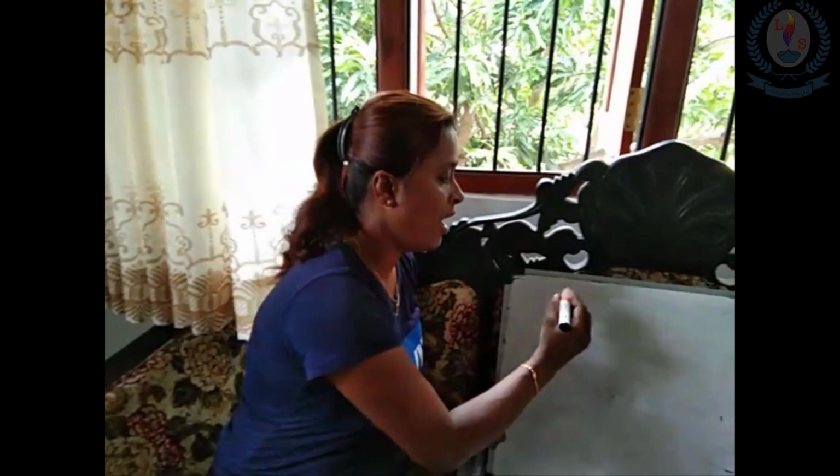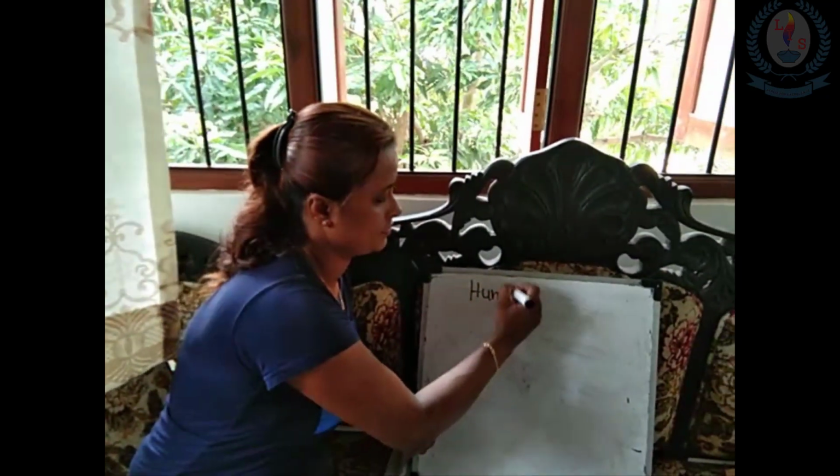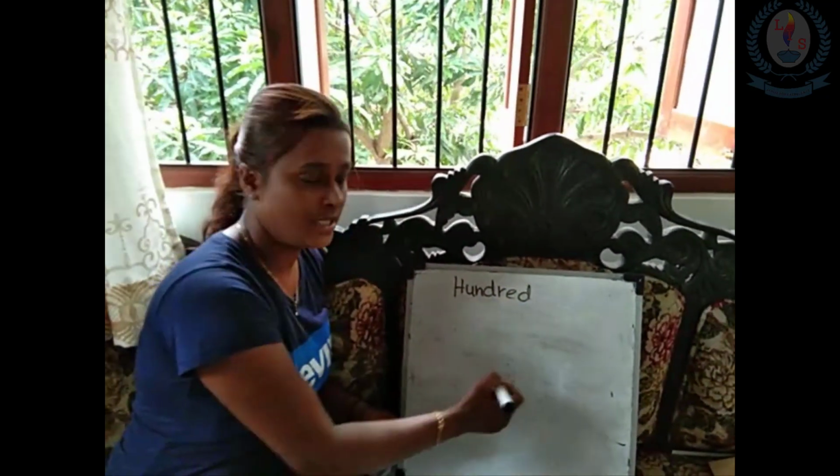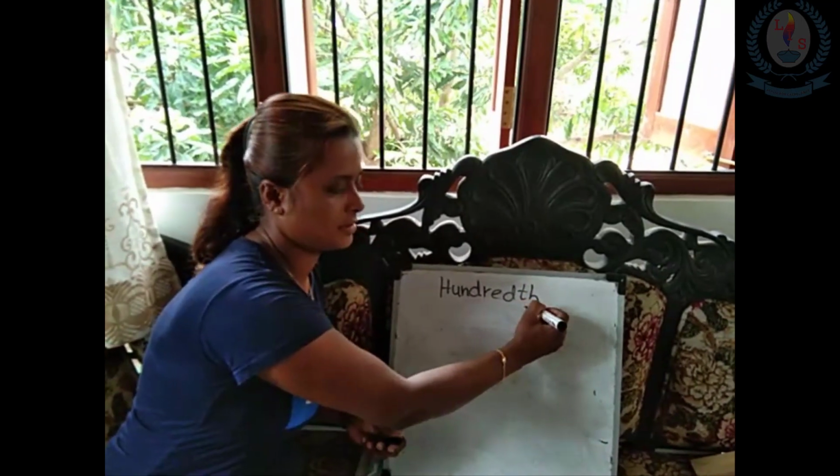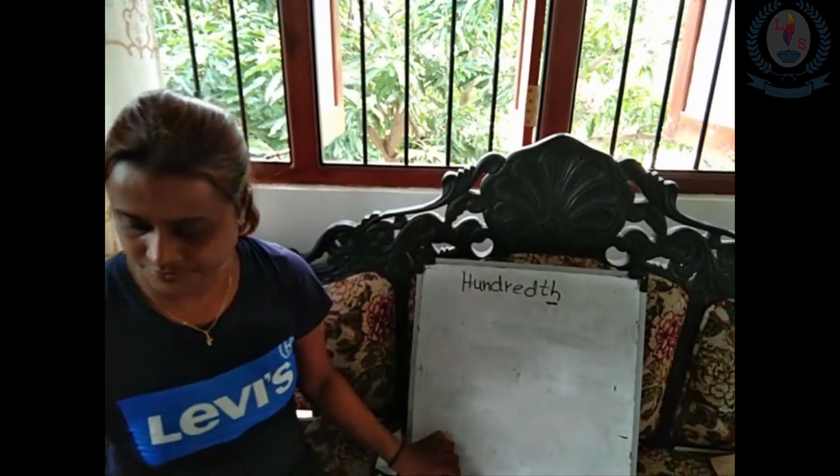In the previous lesson, you have learned tenths and how to write decimals as tenths. Today we are going to learn about hundredths and how to write hundredths as a decimal. First, let's talk about what a hundredth is. The word is hundredth, not hundred.